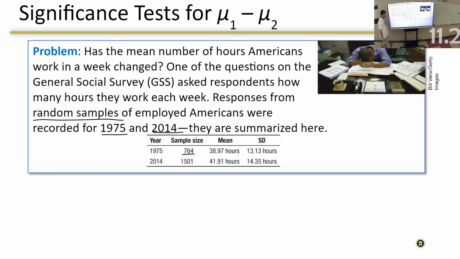For some reason, the sample in 1975 was 764, and the sample in 2014 was 1501. Why it was 1501 and not 1500, I don't know. The mean is 38.97 and this is 41.91, so it does look like they are working more. But the standard deviation here is 13 and here is 14, so there's actually more variance, more to the bottom and to the upper. Anyway, that's what they're telling me. They didn't even ask me a question yet.